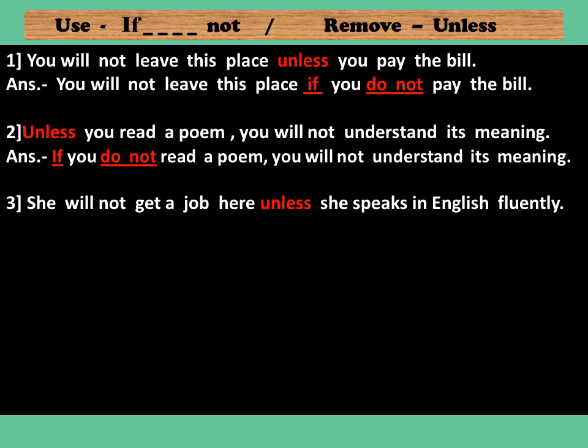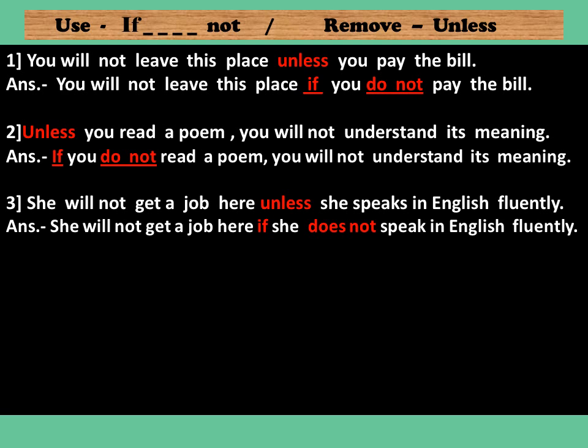In this sentence also, unless is in the middle of the sentence, and you remove unless at that place, right? And after she, we write does because of the verb speaks. Its suffix is s, so we write does here. And after does, we write not and we take the first form of verb, speak. Its answer: she will not get a job here if she does not speak in English fluently.